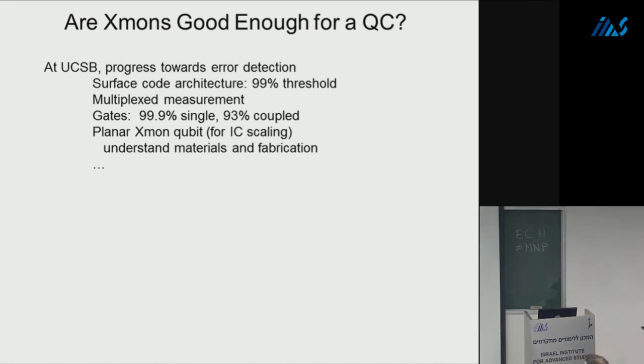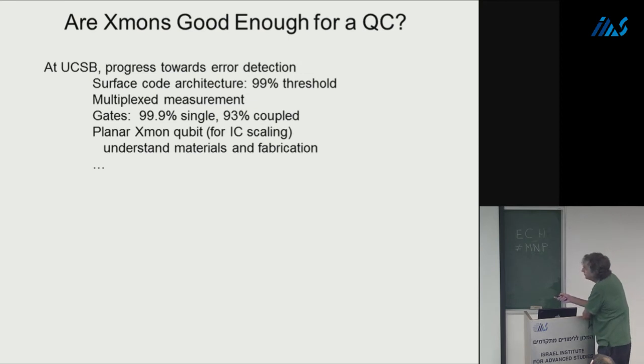Okay, so I'm just going to conclude at this point. Are the Xmon transmons good enough for a quantum computer? Well, no, not yet, but we're getting really close, and we're making a lot of progress towards what will be our next experiments, which will be error detection and trying to do fault tolerant computation in something that we can scale up. For the surface code architecture, we basically need about a 99% threshold, which is something we think we can get. It's also in an architecture and hardware that's basically totally compatible with integrated circuit fabrication.